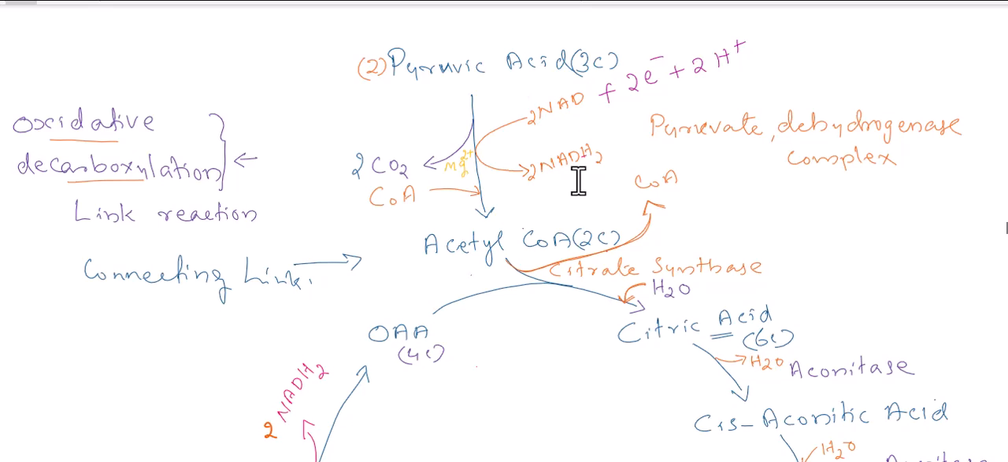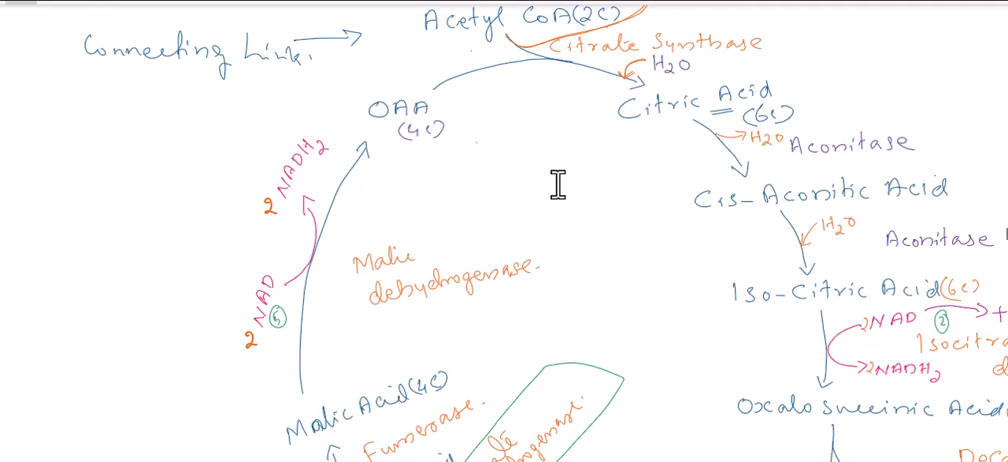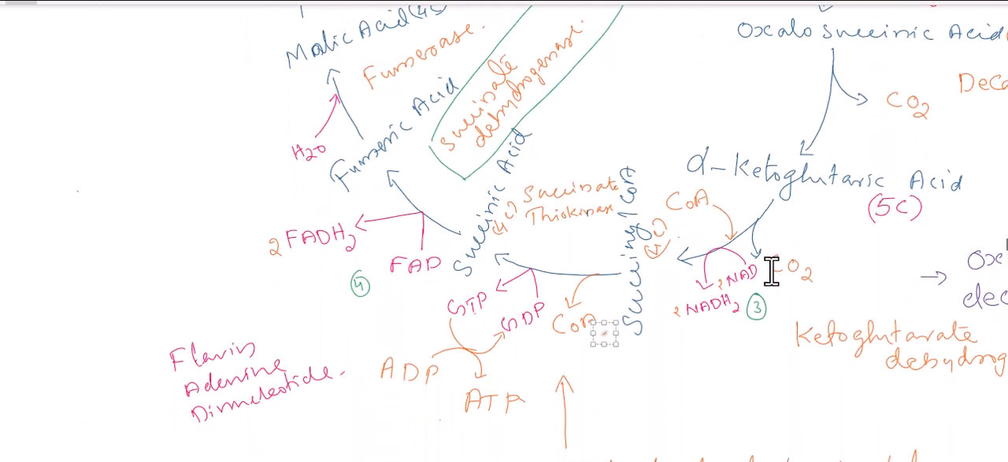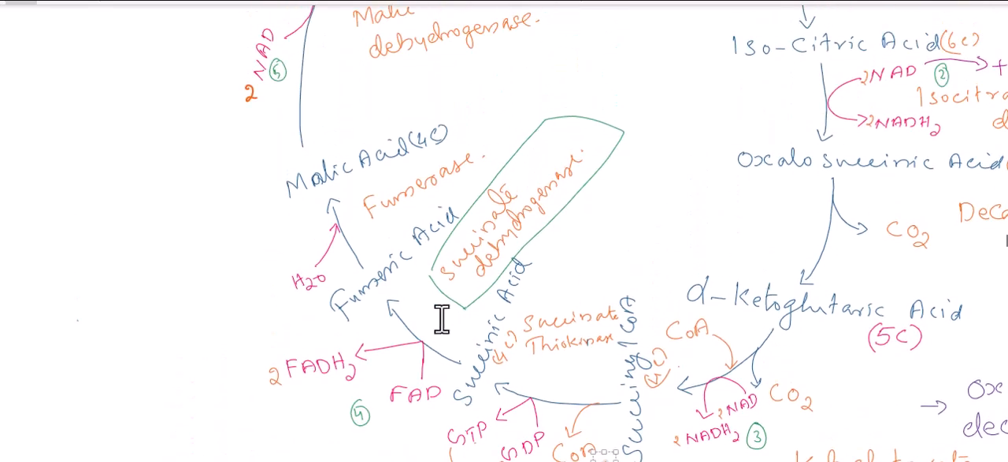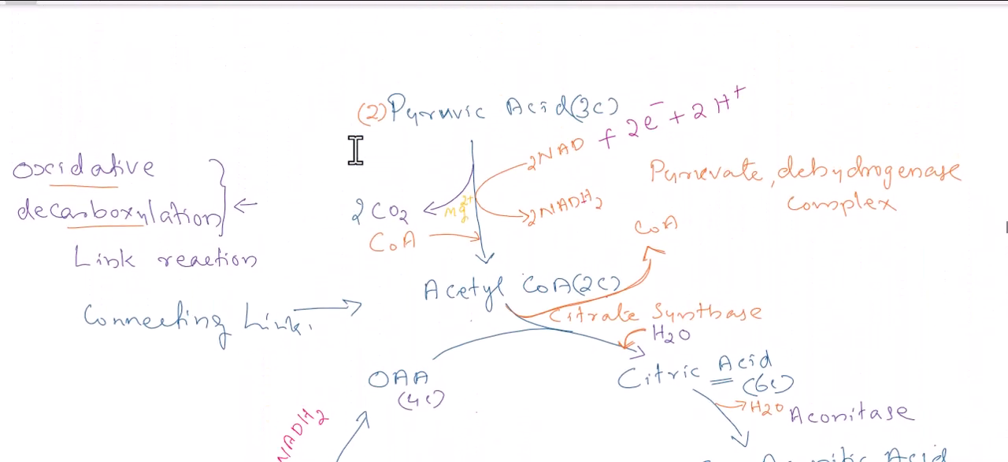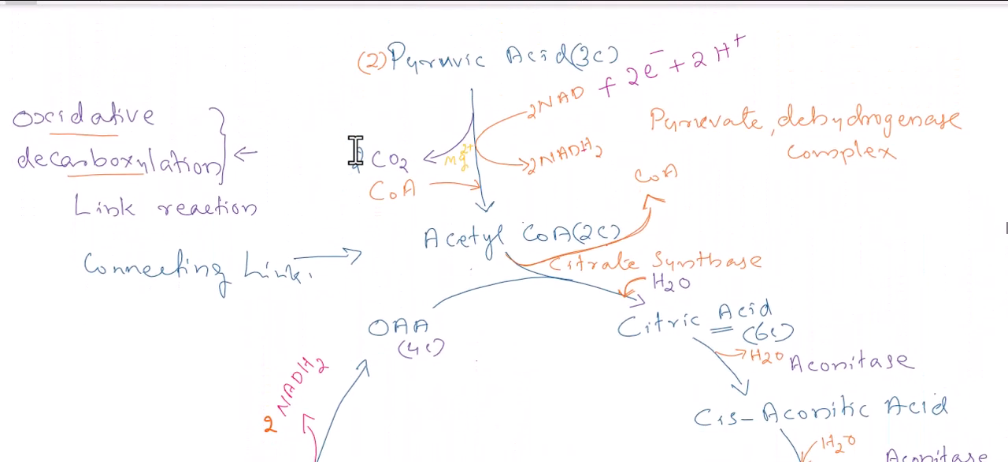So here, the first oxidation occurs during the conversion into acetyl coenzyme A. Then the pyruvic acid undergoes the second oxidation here, the third oxidation here, the fourth oxidation here, and this is the fifth oxidation. So totally we can say that once pyruvic acid enters the mitochondria, it passes through 5 oxidation steps.